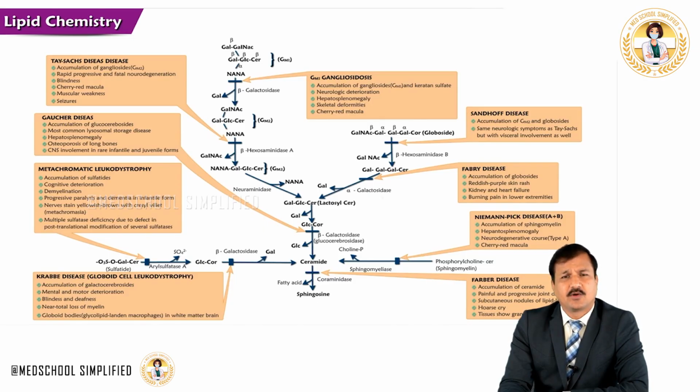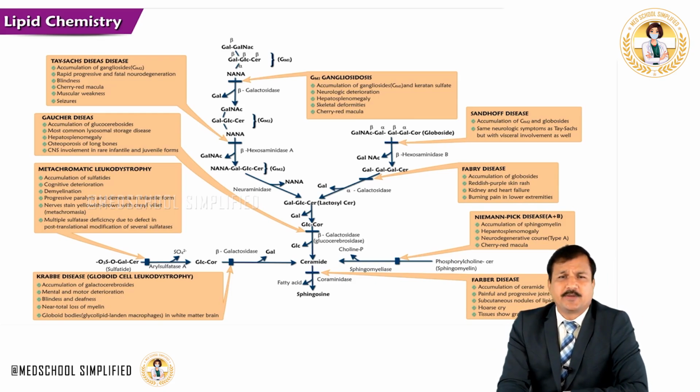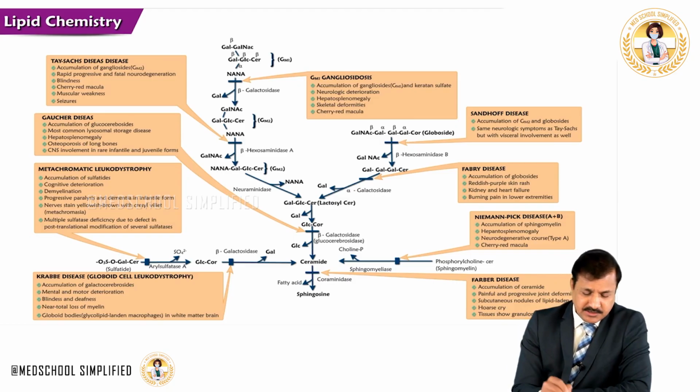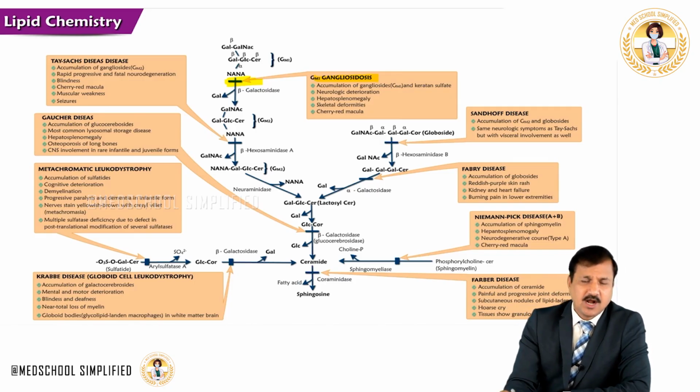Just in brief, what are the different disorders that can be found because of defect in lysosomal acid hydrolases, giving rise to different types of sphingolipidosis. So the slide here is showing you different sphingolipidoses, especially at different stages of the glycosphingolipid degradation pathway. As you see here, GM1 gangliosidosis is because of defect in beta-galactosidase enzyme, where GM1 ganglioside is not degraded completely.